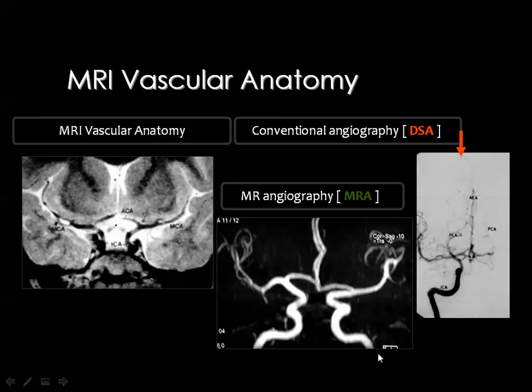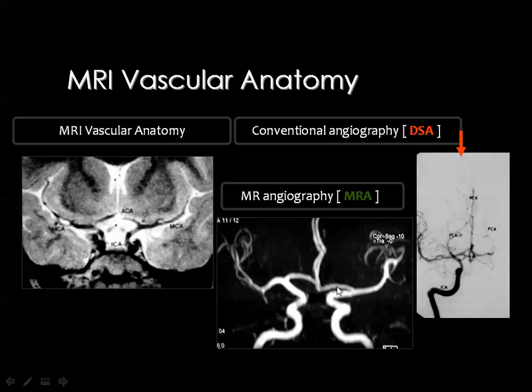MR of the vascular anatomy: the vessels can be seen as black tubular structures in MR images because of the signal void phenomena. And this is the internal carotid, middle cerebral, anterior cerebral artery. And of course, you can have this MR angiography without the need to inject contrast material, and you see the internal carotid, middle cerebral, and anterior cerebral artery.